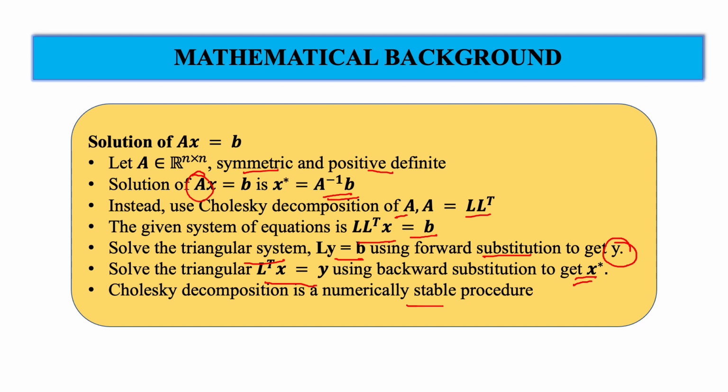So whenever we want to find something like A inverse b, one can treat it as the system of equations Ax equals b. Then, assuming the matrix is symmetric positive definite, one can do the Cholesky decomposition of it and then solve it.